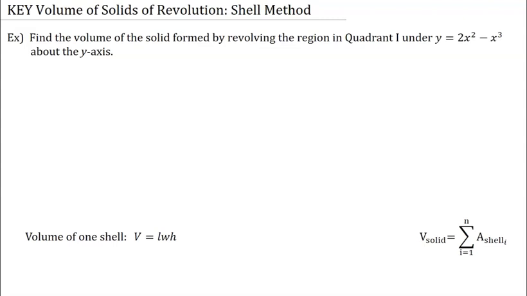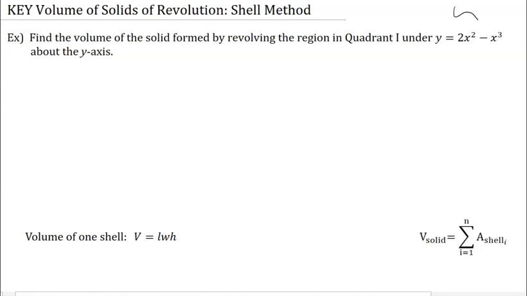Okay, so we've got this problem: find the volume of the solid formed by revolving the region in quadrant 1 under y equals 2x squared minus x cubed about the y-axis. So this is a cubic function. It has a negative leading coefficient, so I know that it looks something like this.